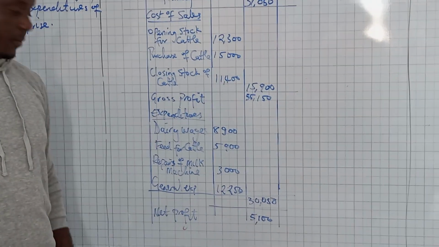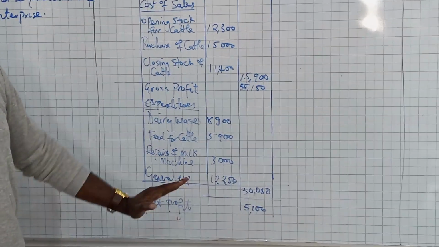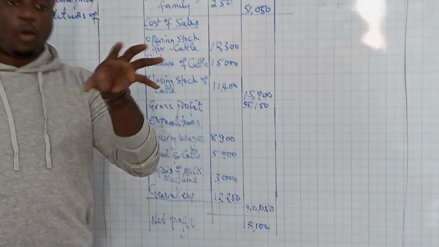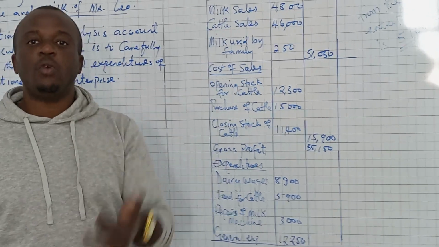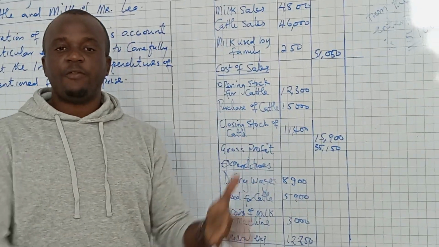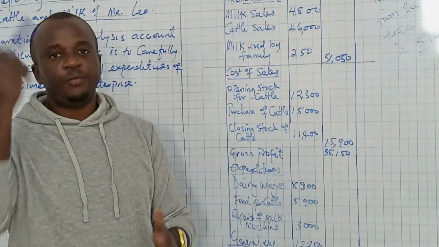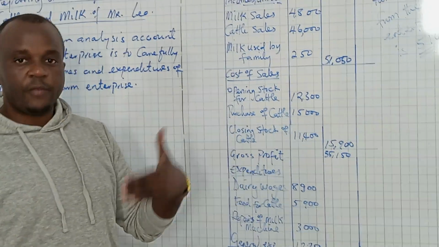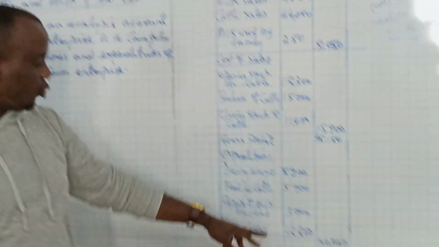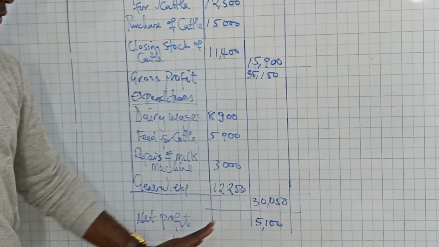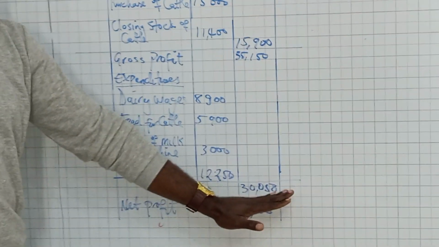They spent 3,000. Then the general expenditure for the general farm, according to the question, must be allocated equally. And for the general farm, we have sheep and cattle, so it's going to be 50-50%. So the part of expenditure for cattle is 12,250. When we put this together, it gives us 30,050.